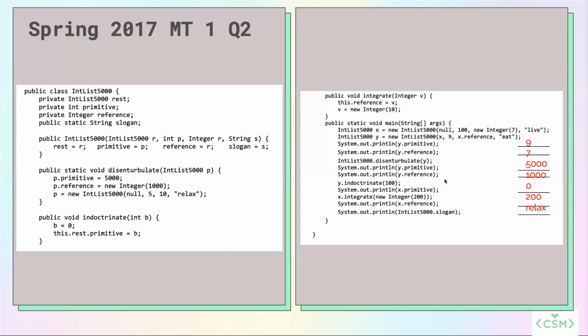Okay. All right, so just to quickly go through the rest here. So next we see that we called IntList5000.disinterbulate on Y. So let's quickly go to disinterbulate and see what that does. So when we're calling it on Y, we see that disinterbulate takes in an IntList5000 type, which Y is. So then we set Y's primitive to be 5000, and that will give us that next line here. So once again, just taking it line by line. And then as we see as well, disinterbulate also sets the reference of Y to be 1000, which is why we get 1000 down here.